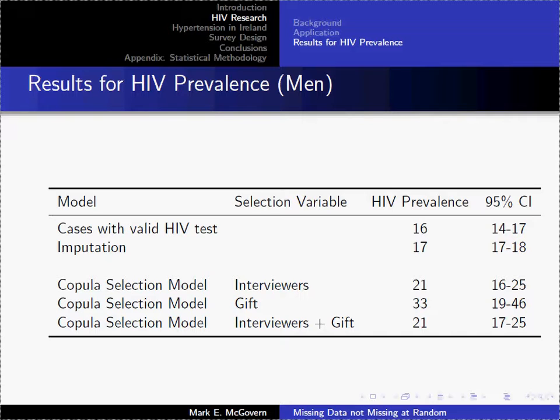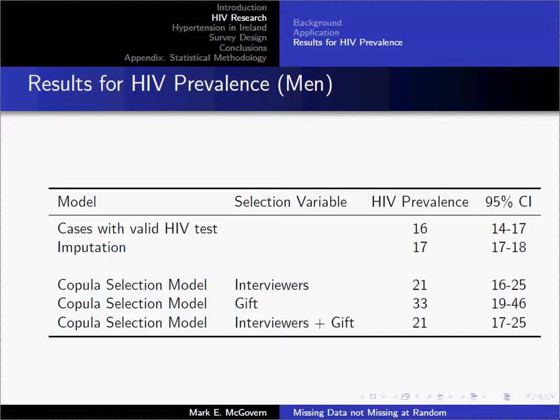The next three lines show you the different selection models based on the different selection variables. The first one here is using interviewers. The next one is using the gift, and then a combination of the two. What you see is that we get estimates of 21%, 33%, and 21%. So a good bit higher than our more conventional type estimate, suggesting that the people who are opting out of testing are more likely to be HIV positive. But it's very important here to look at the confidence intervals.